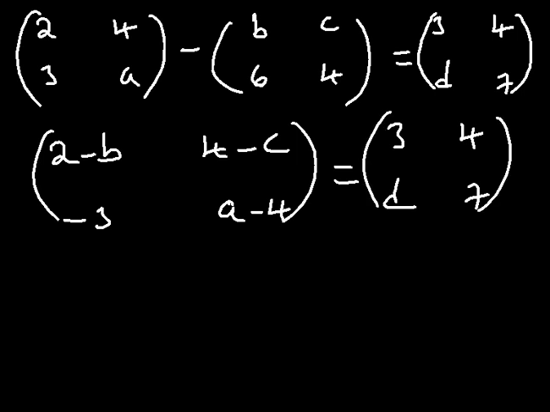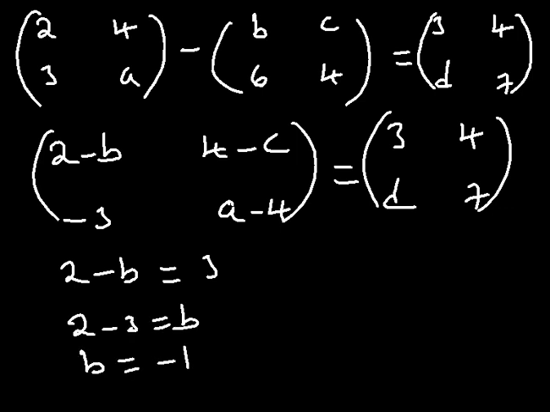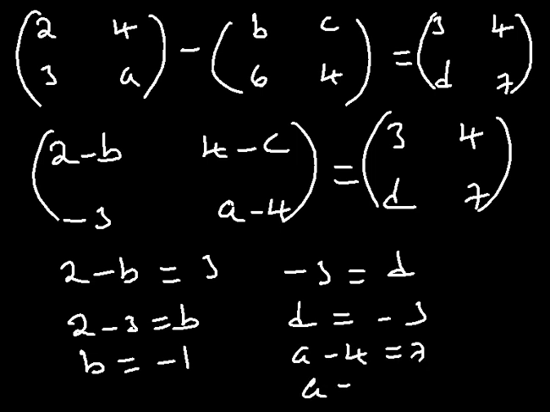So in this case we use the equivalent theorem: 2 minus B is equal to 3. So we'll have 2 minus 3 is equal to B. Now what is B here? We have it as negative 1. And likewise we can also have negative 3 is equal to D. So in this case D is given as negative 3. And A minus 4 is equal to 7. So in this case A is 11.